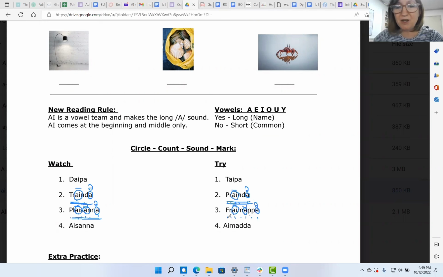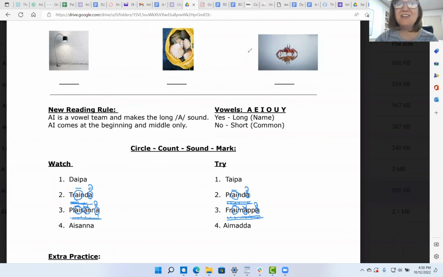Here we go. Pencil reading. Frame-mappa. Frame-mappa. Frame-mappa. Yeah? How'd we do?